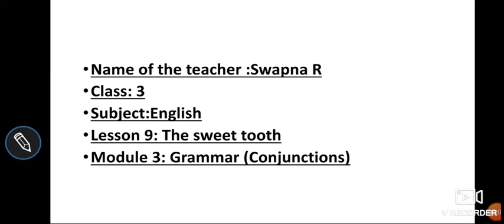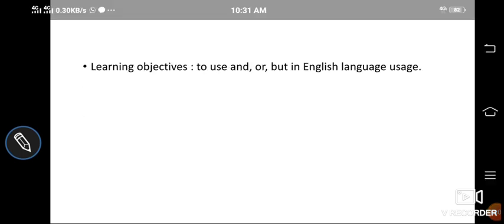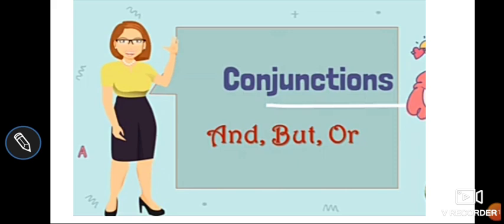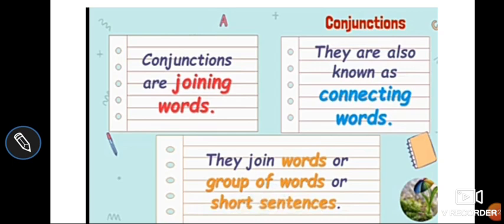Today, in English grammar, you're going to learn conjunctions. What are conjunctions? Children, words like and, but, or are called conjunctions. Conjunctions are joining words. They are also known as connecting words. They join words or group of words or short sentences.